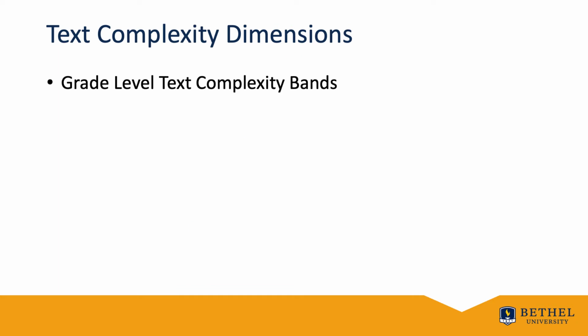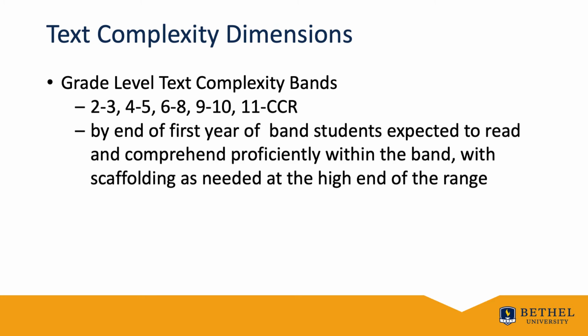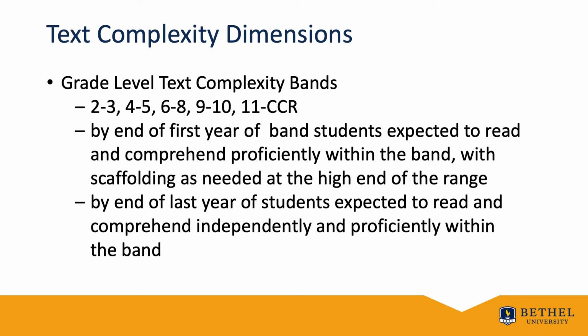Text complexity in the standards is defined in the following grade bands: 2-3, 4-5, 6-8, 9-10, and 11 through college and career ready. Students in the first year of a given band are expected by the end of the year to read and comprehend proficiently within the band, with scaffolding as needed at the high end of the range. Students in the last year of the band are expected by the end of the year to read and comprehend independently and proficiently within the band.